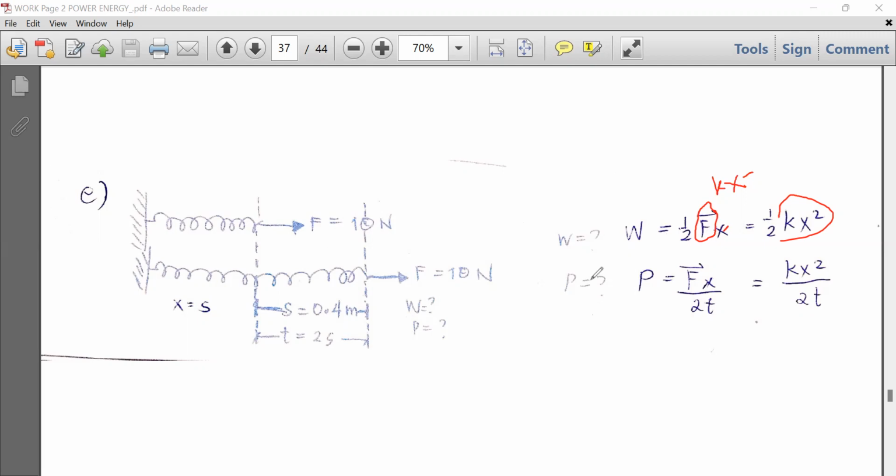And of course, to get the power, you just use the formula work over time. Work is 1/2 F times x, so power is Fx over time, and the 1/2 goes over 2 times time, 2t. Or you can write it as power is equal to k, the spring constant, times x squared over 2 times t.